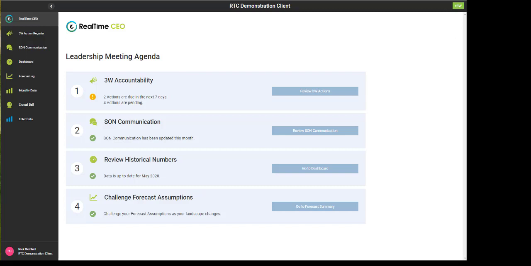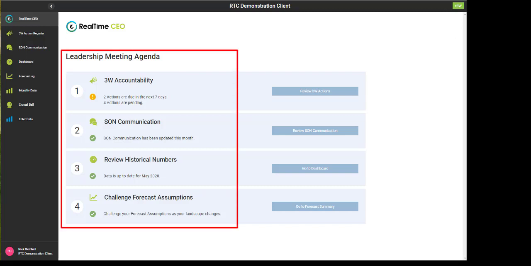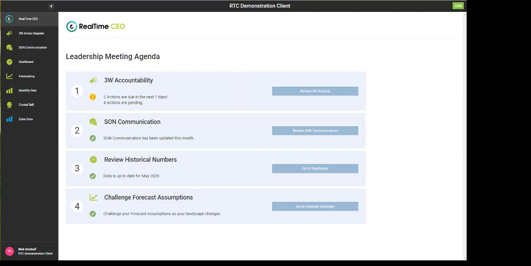The first thing that you see when you come into the software is the landing page that presents the RealTime CEO leadership agenda, which is fundamentally 4 components. 3W accountability, defining actions by what, when and who. Sun communication, which encourages the leadership team to challenge how the strategic landscape is changing, how appropriate our operational response to those changes are, and then using numbers to determine how effective our operational response was. We then look at numbers historically first in agenda item 3, and then we challenge future numbers by using a process called business assumption forecasting. Let's take a look at 3W accountability first.